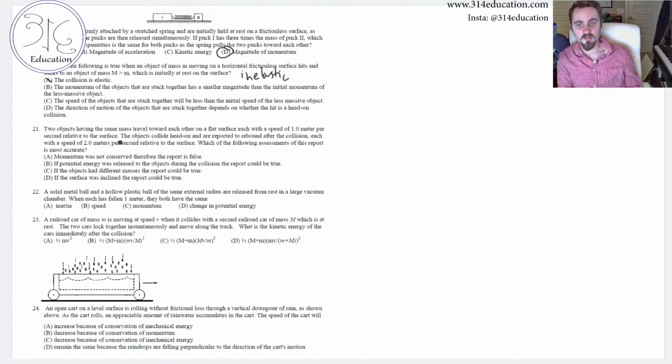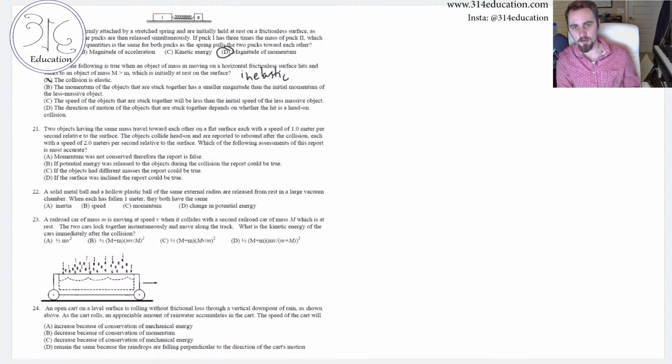The momentum of the objects that are stuck together has a smaller magnitude than the initial momentum of the less massive object. It's close, but that's not true. We still expect momentum to be conserved. What will be smaller is the velocity, the speed of the object. Oh, so that's option C.